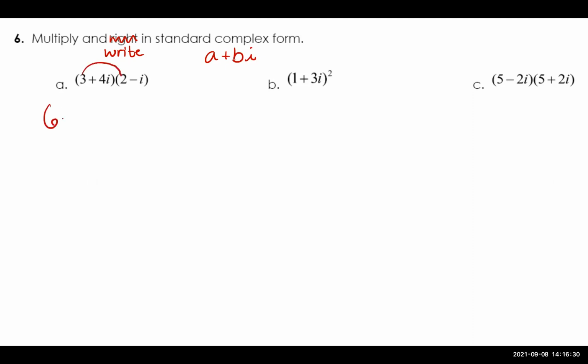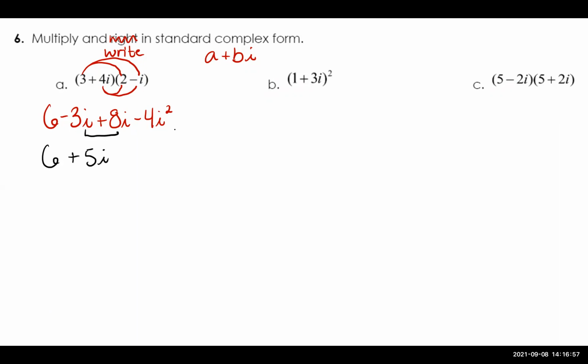3 times 2 is 6. 3 times -i is a -3i. Then 4i times 2 is a +8i. And 4i times -i is a -4i squared.